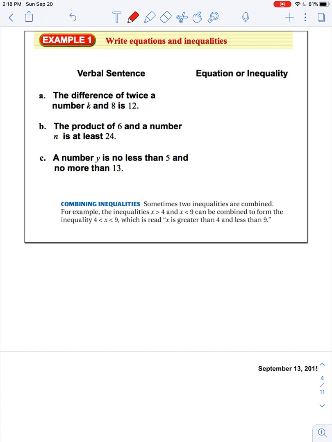So for example, difference. So this is going back to what we've already talked about yesterday. Difference is indicating subtraction, twice a number k. So when you do twice a number k, that's going to be doubling the k.